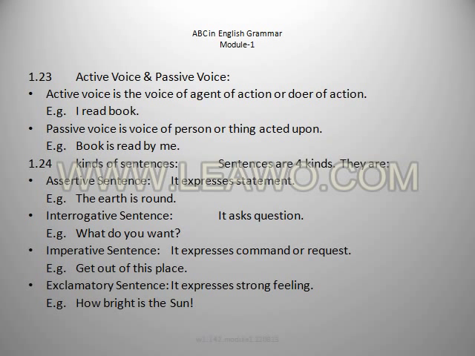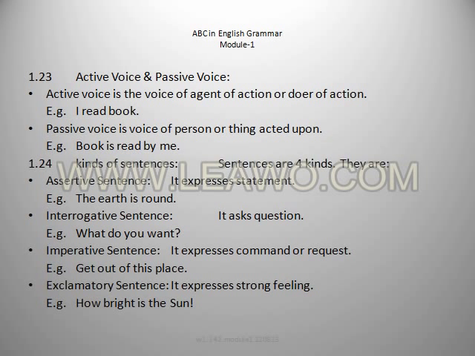Active voice and passive voice. Active voice is the voice of the agent of action or doer of action. Example is, I read a book. This is a statement in the voice of the doer of action. Therefore, it is an active voice.